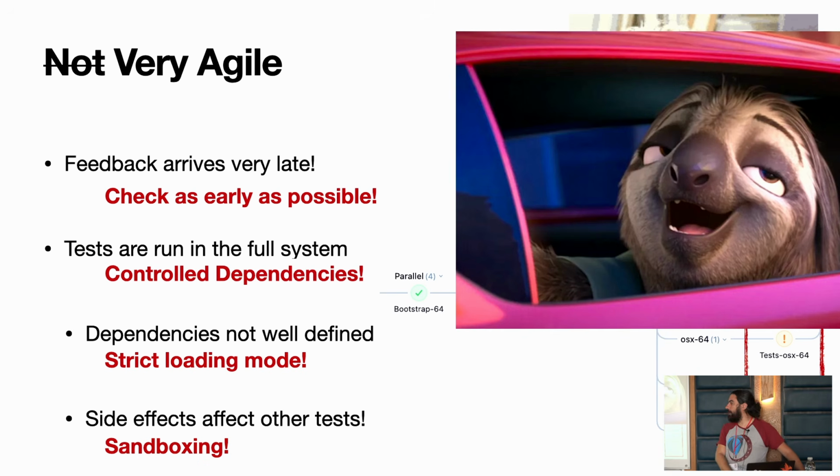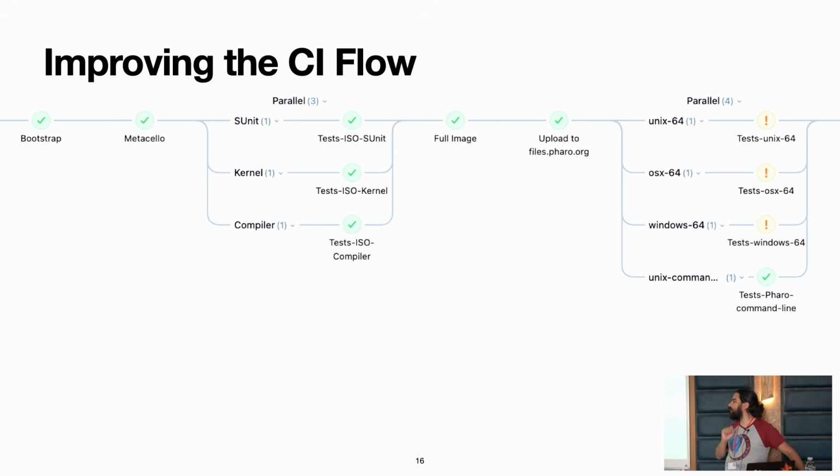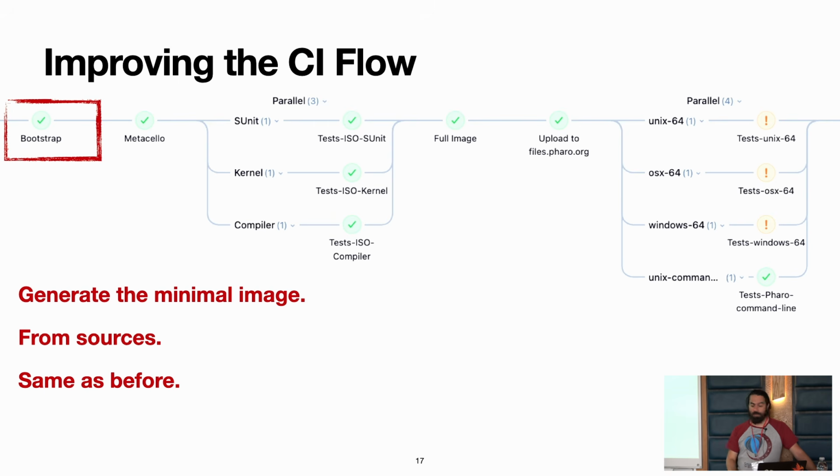So last year we were improving the CI. Again, trust me that you have steps, and when you see steps that are one below the other, it's because they are done in parallel. Yes? So here, all this in parallel, and those in parallel. So what are the differences between this setup and the previous setup that I showed you? First, the bootstrap is exactly the same. It generates the minimal image from sources, same as before, no changes.